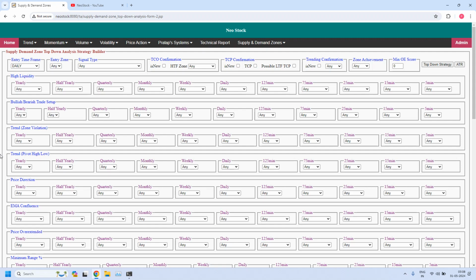In this report, I will generate all the reports, that is stocks near demand and supply zones, daily and 75 minutes high liquidity zones, and monthly income trade, weekly income trade, and daily income trade, bullish and bearish trade setups, and also the stop buffers. Everything I will generate in the same report.